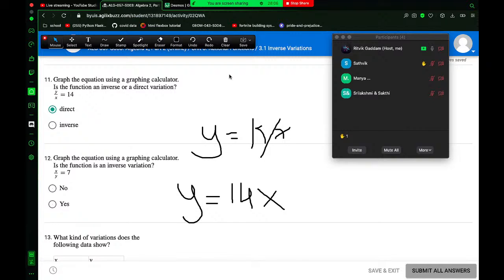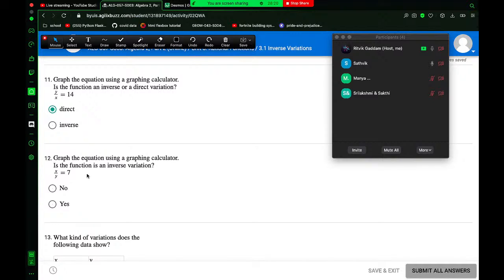So, Satvik, you can go for number 12. Graph the equation using a graphing calculator. You don't have to do that. Is the function an inverse variation? I think it's no, because it doesn't look right, and for it to be an inverse equation, x has to be on the bottom and 7 has to be on the top, right? Yeah. Okay.